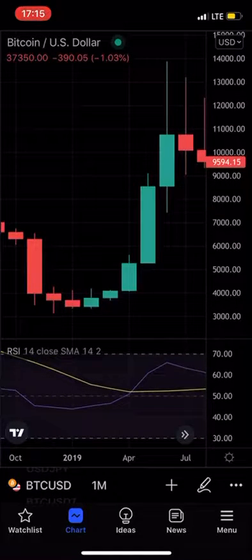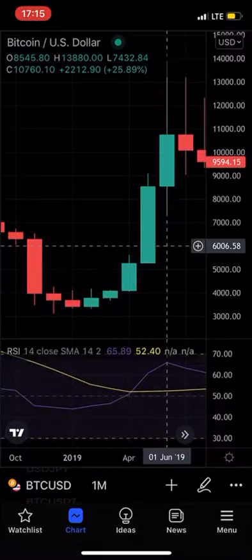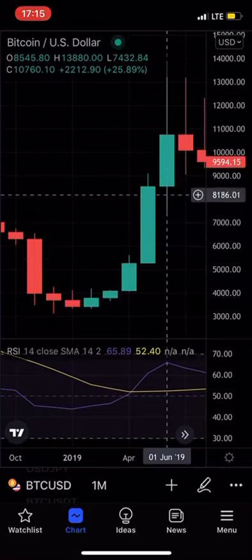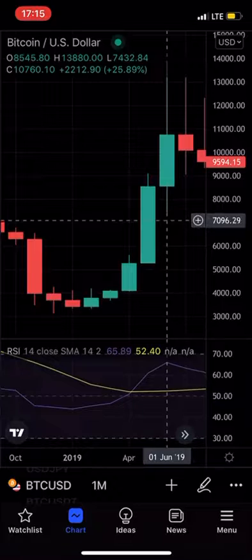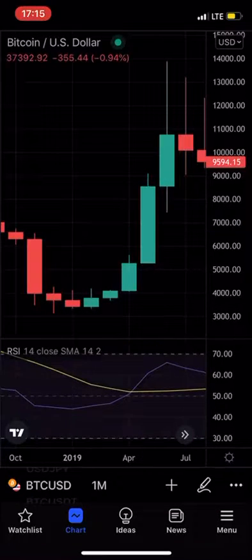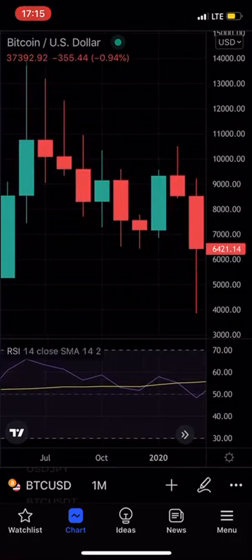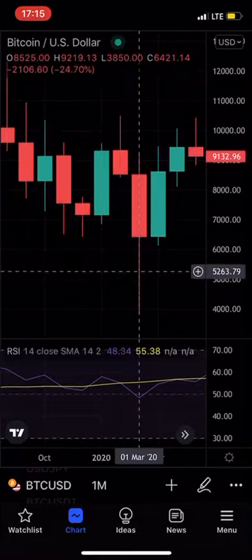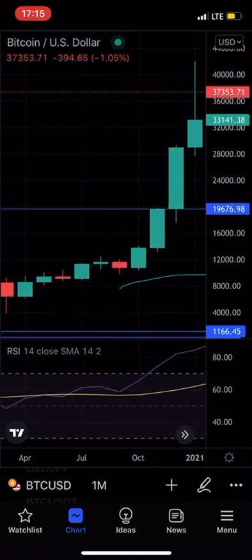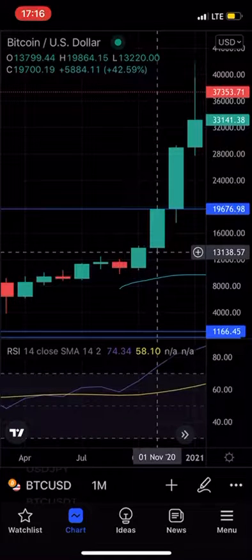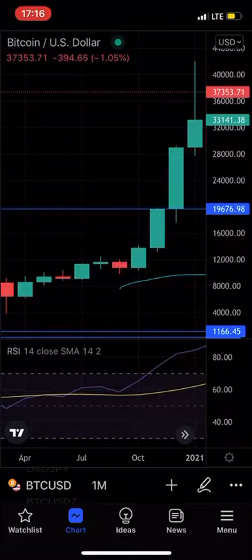This little mini bull run you're seeing here in 2019, in June 2019 the RSI was just at 65. You see that the RSI did not really climb that much. So this was just a resting period shortly before the March breakdown. Let's go straight to November 2020, when Bitcoin struggled to break its 2017 all-time high.